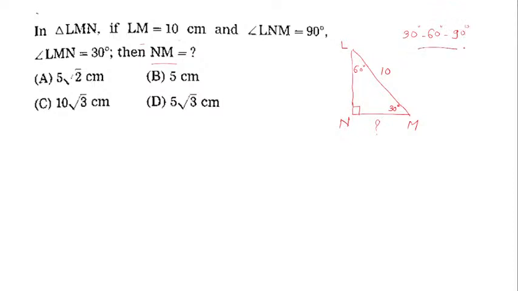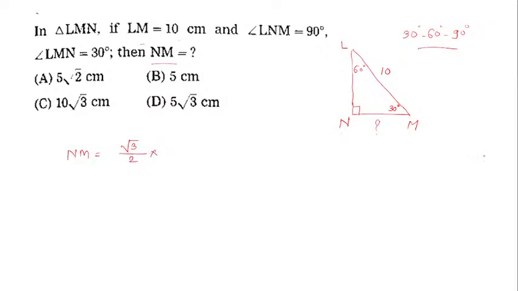So we have to use the property of the 30, 60, 90 degree triangle. And the property is: the side opposite to 30 degrees is half the hypotenuse and the side opposite to 60 degrees is root 3 by 2 times the hypotenuse. Now here we want NM, the length of side NM, which is the side opposite to 60 degrees.